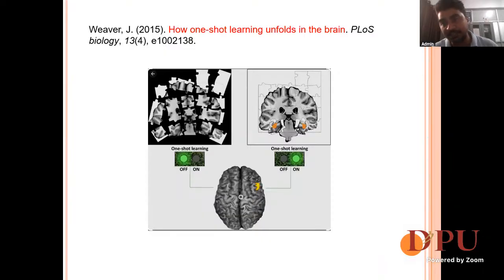In 2015, there is a paper which came in PLOS Biology, where for the first time it was reported how one-shot learning unfolds the brain imaging. So this is long back. In the last 10 years, many people actually work, but mostly on few shot learning, few on 0 shot learning.